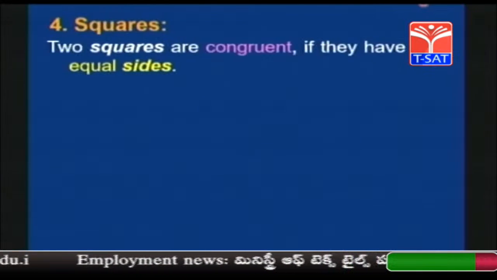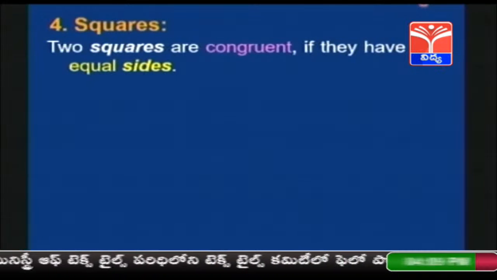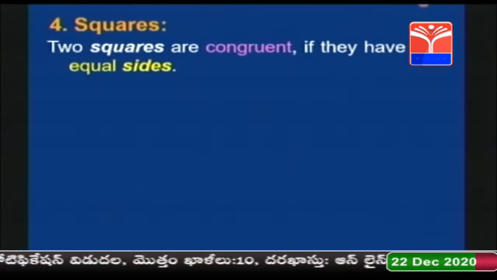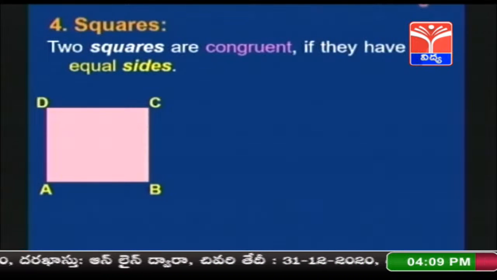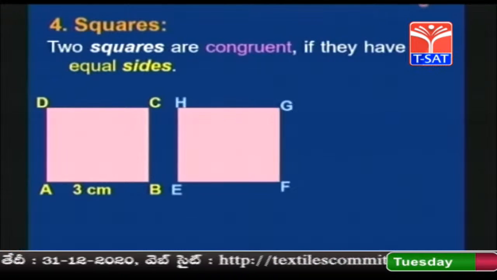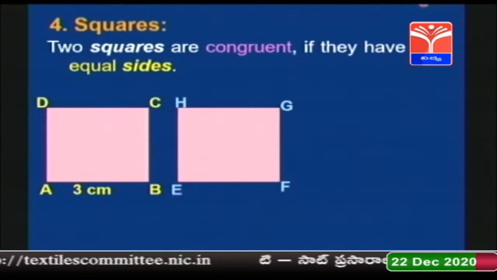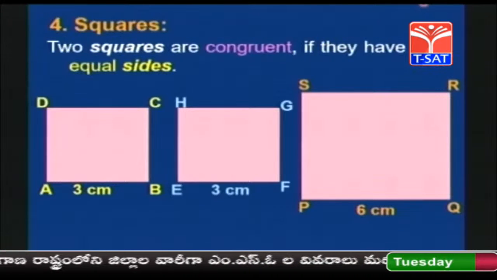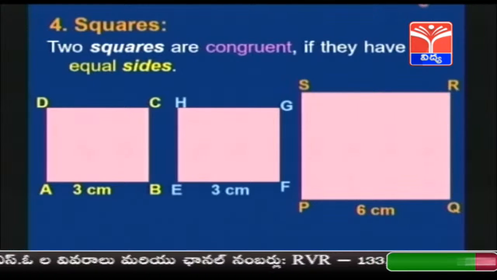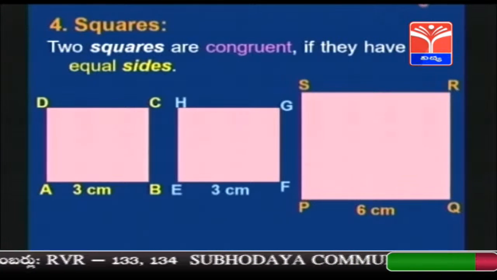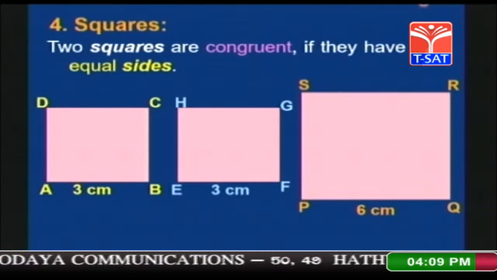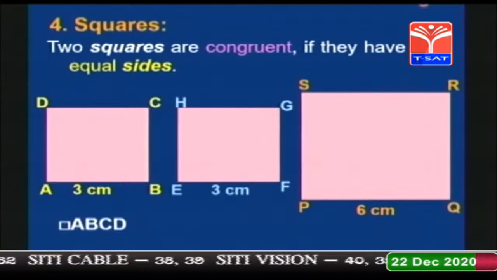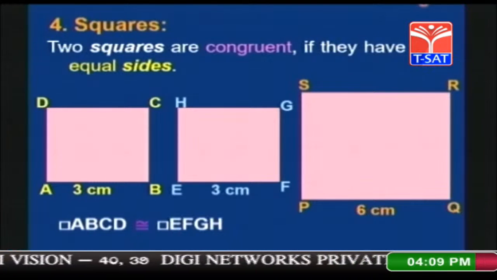Now observe the fourth example related to squares. Two squares are congruent if they have equal sides. Equal sides means the lengths of the sides are equal. See here, ABCD is the first square of side length 3 centimeters. EFGH is the second square of side length 3 centimeters. PQRS is the third square of side length 6 centimeters. Now in the same way, students, identify the congruent squares. Yes, ABCD and EFGH are congruent squares because their side length is the same, 3 centimeters, 3 centimeters, and we denote it like this: square ABCD is congruent to square EFGH.